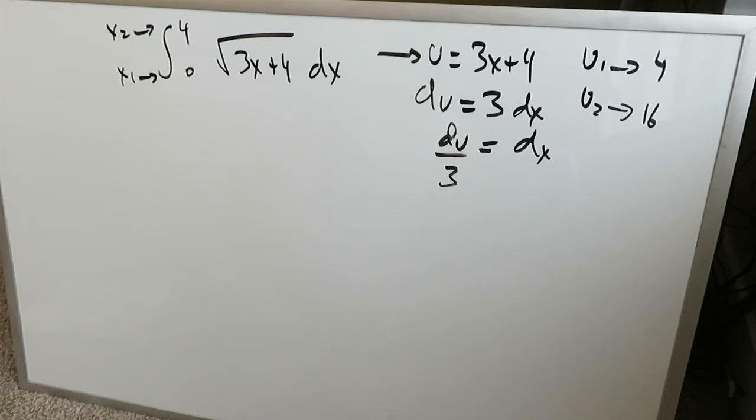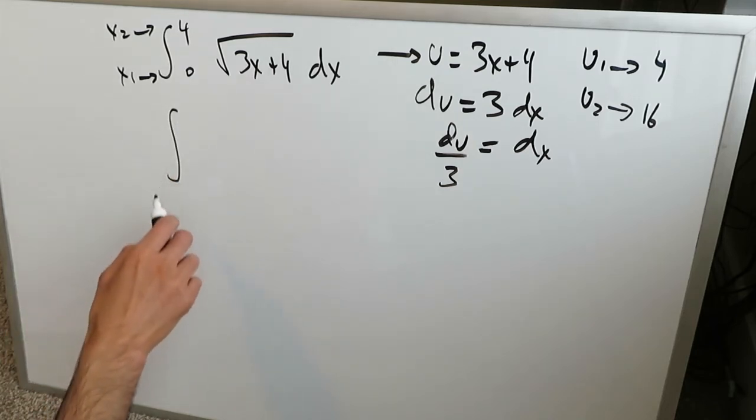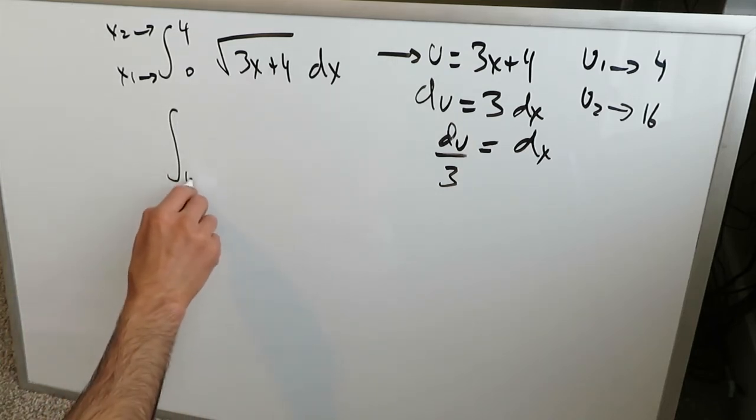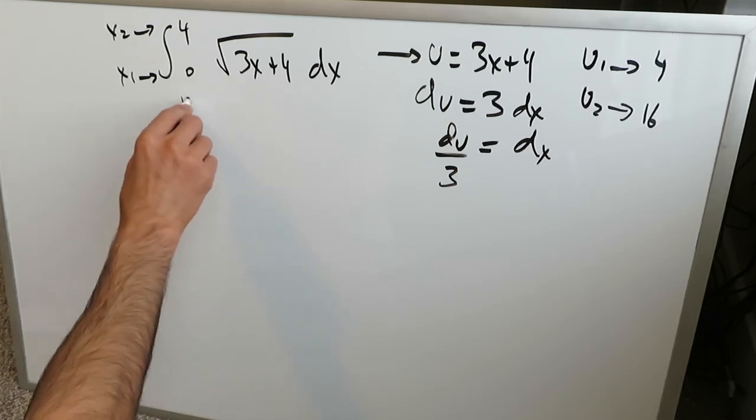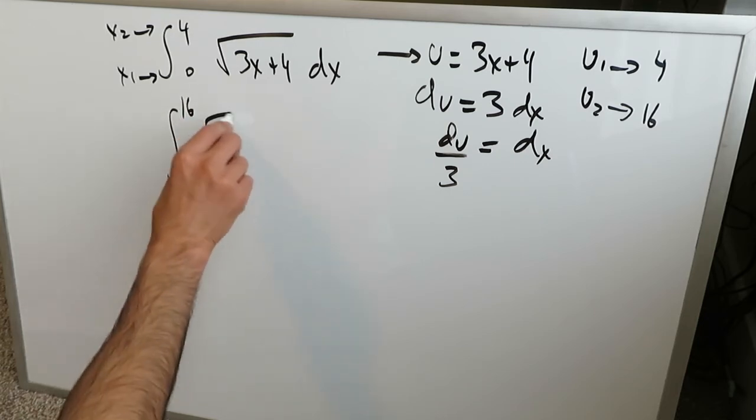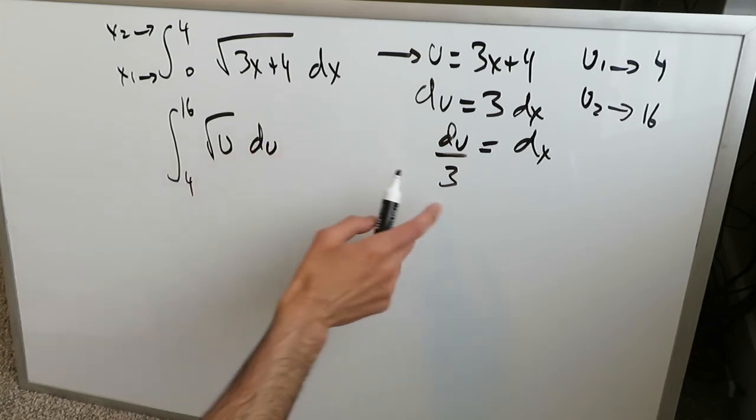Now you just rewrite everything in the appropriate form, but in terms of u. You have a 4 now here as your new lower limit, and you have a 16 here. Root u du over 3.